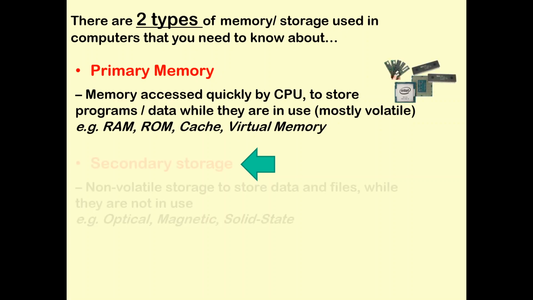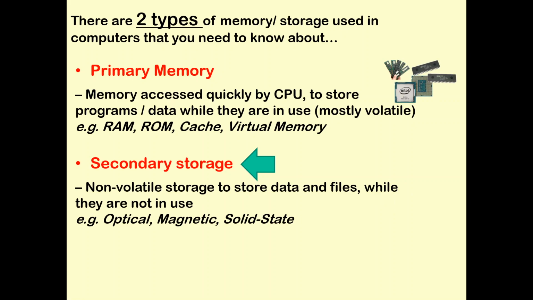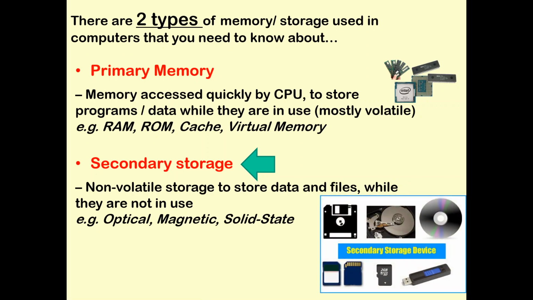Today we're looking at secondary storage. Secondary storage is non-volatile storage. That means it does not lose its data when the power is turned off, and it stores your data and files while they are not in use. So while they're not open or when the computer is turned off, it stores all your data and programs. And there are three main types we're going to look at: optical, magnetic, and solid state.